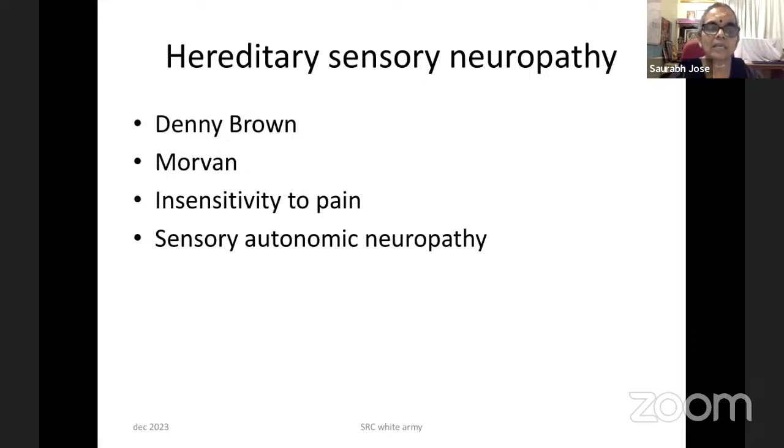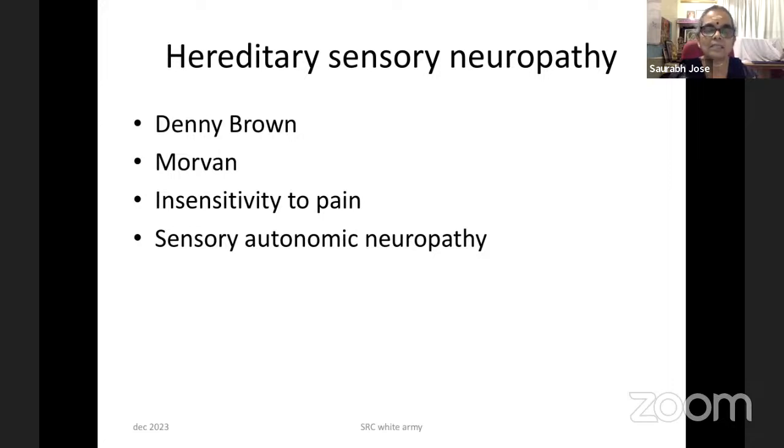Whereas in Marwan's type, it is upper limb dominant. Short axons become affected. Upper limbs are symptomatic, so it is often mistaken as syringomyelia. And hereditary insensitivity to pain is otherwise called human pin cushions. These children do not cry when they get vaccination. They are considered very smart children.